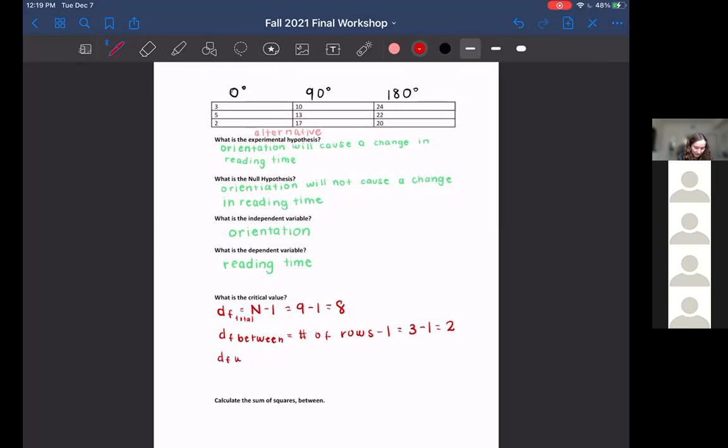So now we have degrees of freedom within. So when we do that, it is n minus the number of groups there are. So what was n again? 9, yes, thank you, Emily. So 9 minus, and then how many groups are there?